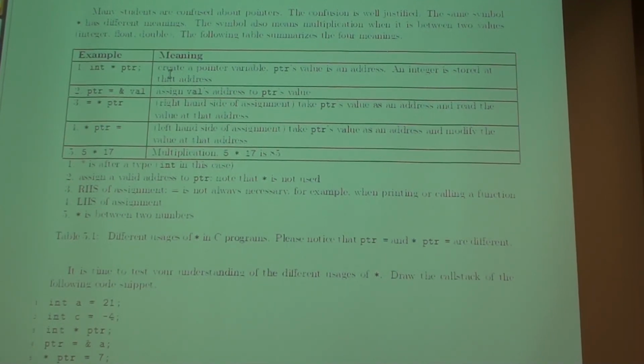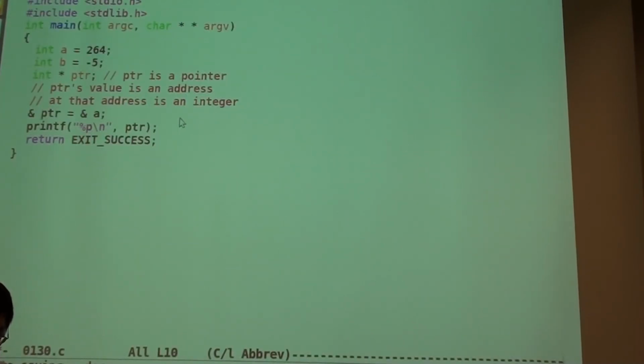If you were to do star PTR equals something else, let's say 5, after line 6, is that going to change A to 5? Yes.